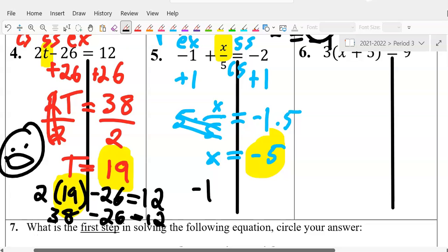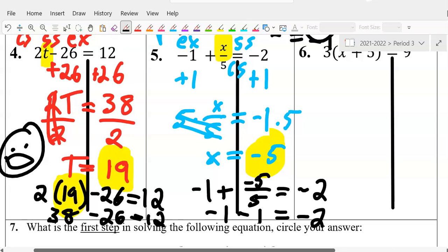It'd be -1 plus -5 over +5, equals -2. Very good. Okay, we're going to do the division first. -1, and a positive divided by negative is a negative. 1 bad guy and 1 bad guy equals 2 bad guys. There they are. All right, let's hear it for Cash Money.